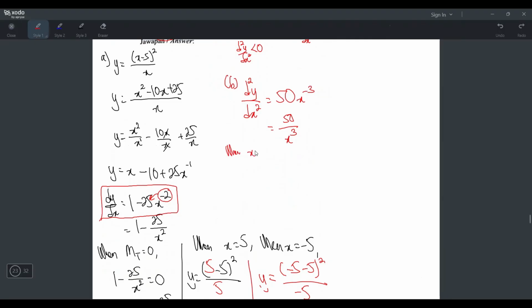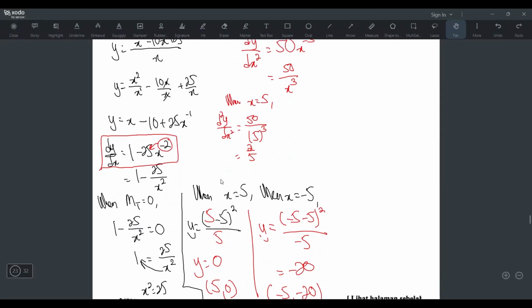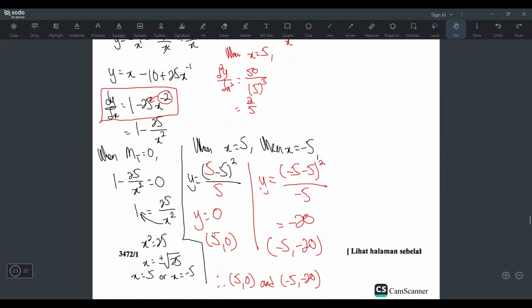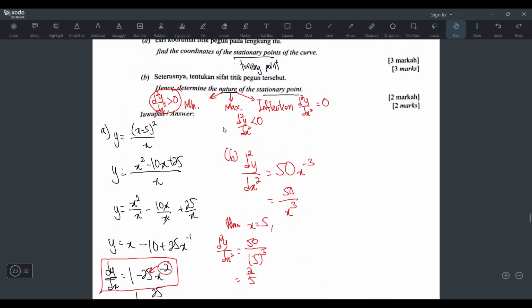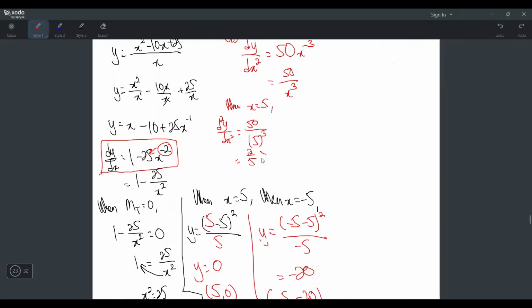When x equals 5, my second derivative d2y/dx2 will give me 50 over bracket power 3. This one is 5, so I'll get 50 over 125. But you can use a calculator to help you simplify this. My calculator gives me 2 over 5. So let's just erase this and write 2/5. 2/5 is the second derivative value you get after you sub with the x coordinate of this stationary point. So tell me, is this bigger than 0 or smaller than 0? It's a positive number, so it's bigger than 0. So automatically this is a minimum.